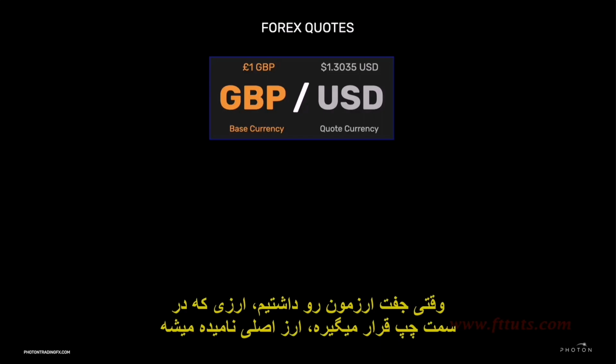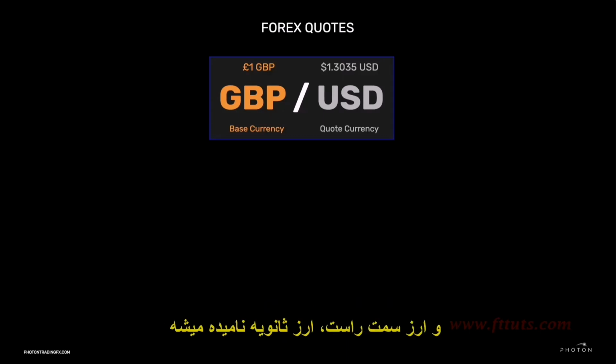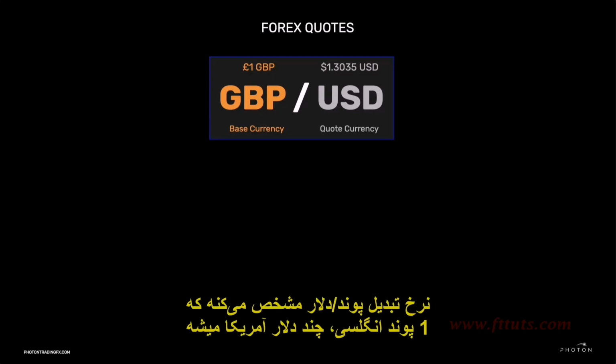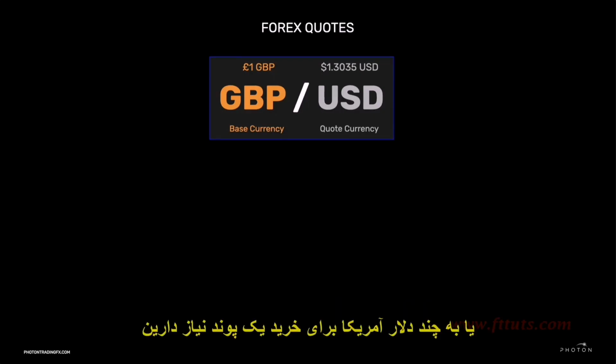So when pairs are quoted, the currency on the left-hand side is always called the base currency, and the currency on the right is called the quote currency. So the pound dollar exchange rate indicates how many Great British pounds can purchase one US dollar, or how many US dollars you need to purchase just £1.